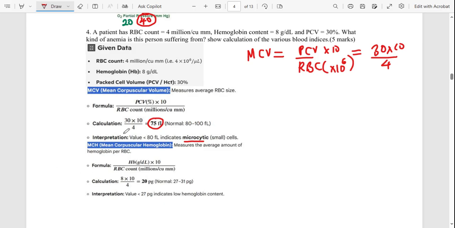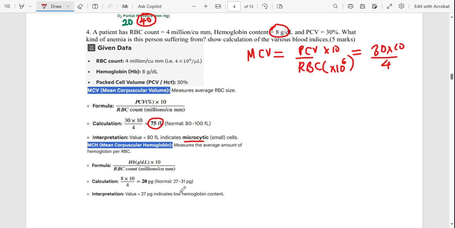The other blood index we want to calculate is MCH, the mean corpuscular hemoglobin. Now, the mean corpuscular hemoglobin is the measure of the average amount of hemoglobin per red cell. Like if you have one red cell, what is the average hemoglobin that you have in that one red cell? Okay. And this one again is found by HB times 10 over red blood cells. You don't use the packed cell volume, you use the HB. In this case, the HB was 8, and then multiply by 10 divided by 4, which is the red blood cell count.